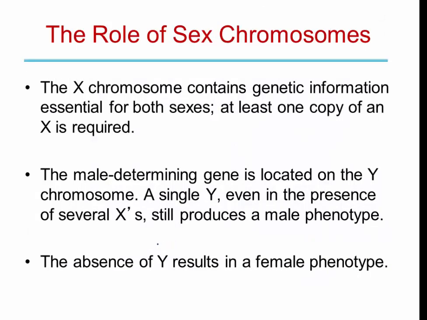So the X chromosome is important too. It contains genetic information essential for both sexes, so you need to have at least one copy of an X. This male determining gene, or the sex determining gene located on the Y, so even a single Y in the presence of several X's produces a male phenotype, and the absence of a Y results in a female phenotype, as long as there's an X chromosome.